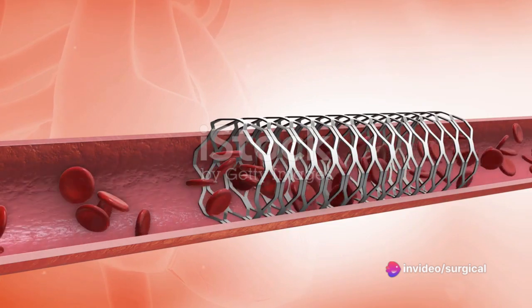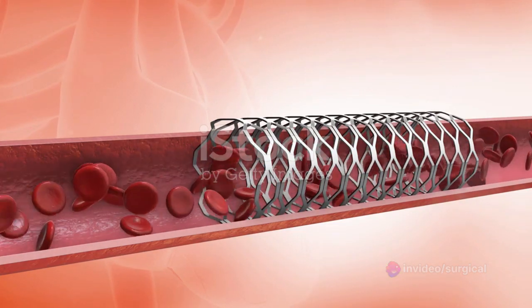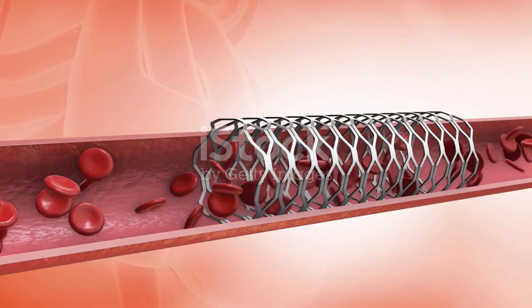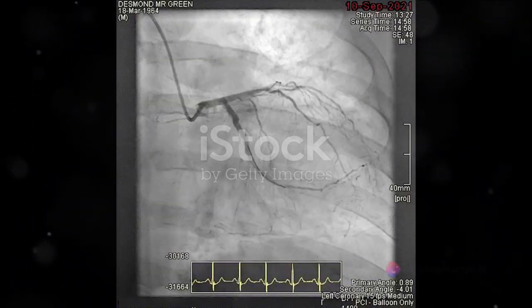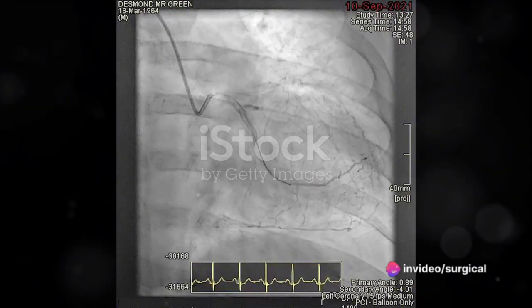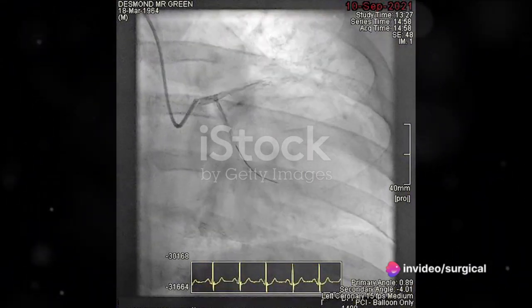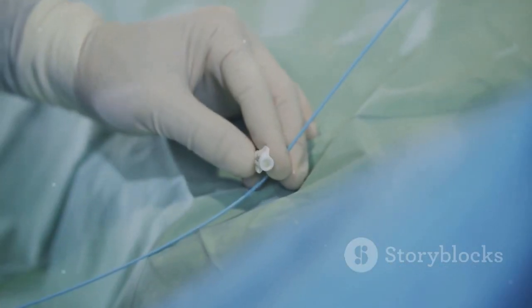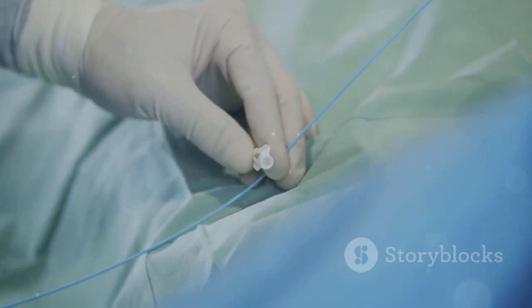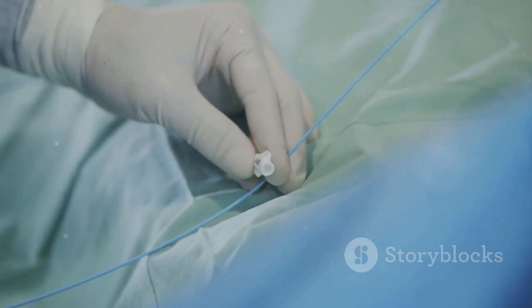But let's not forget about the other player in this field: stent placement. This procedure takes a less invasive approach to tackling coronary artery disease. Rather than creating a new route for blood flow, stent placement focuses on widening the existing pathway. Imagine a narrow tunnel that's barely passable. Stent placement is like inserting a sturdy scaffold within that tunnel to keep it open.